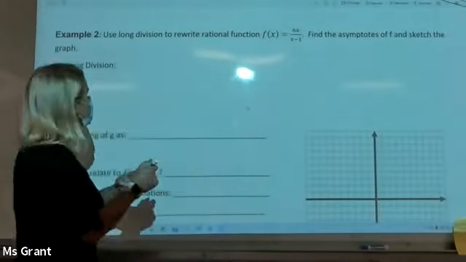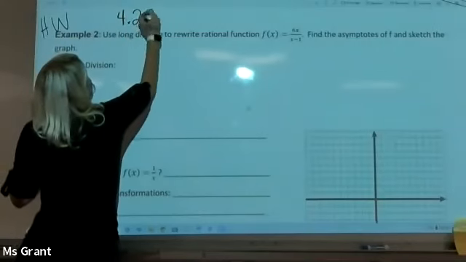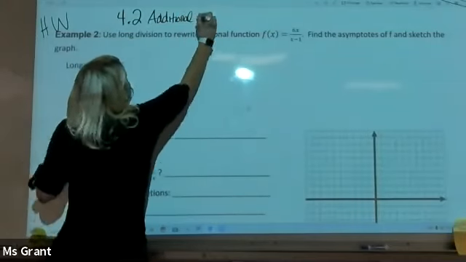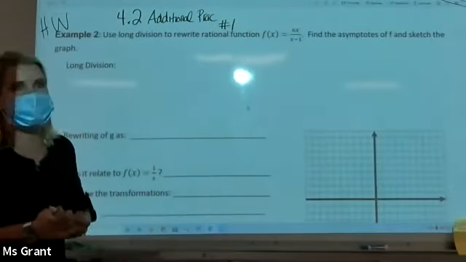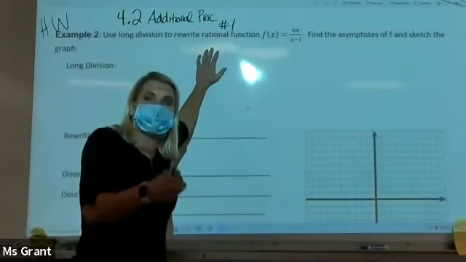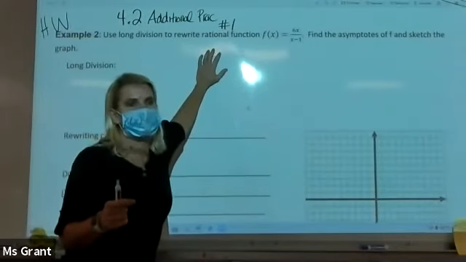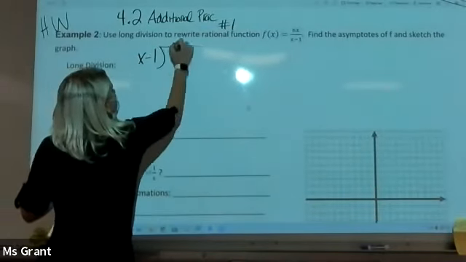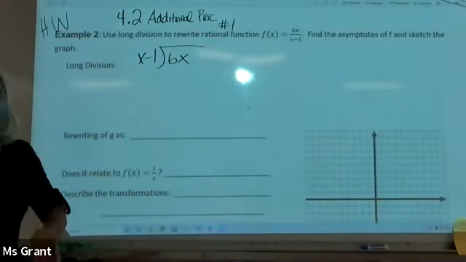This is actually one of your homework problems. Your other homework problem is on the worksheet 4.2, additional practice, and it's number 1 on that page. You're only doing 2 problems for homework, you guys. This example number 2 in notes, and then on Google Classroom, it's 4.2 additional practice, only doing number 1. I will help you find the vertical and the horizontal asymptote, and then I'm going to stop.